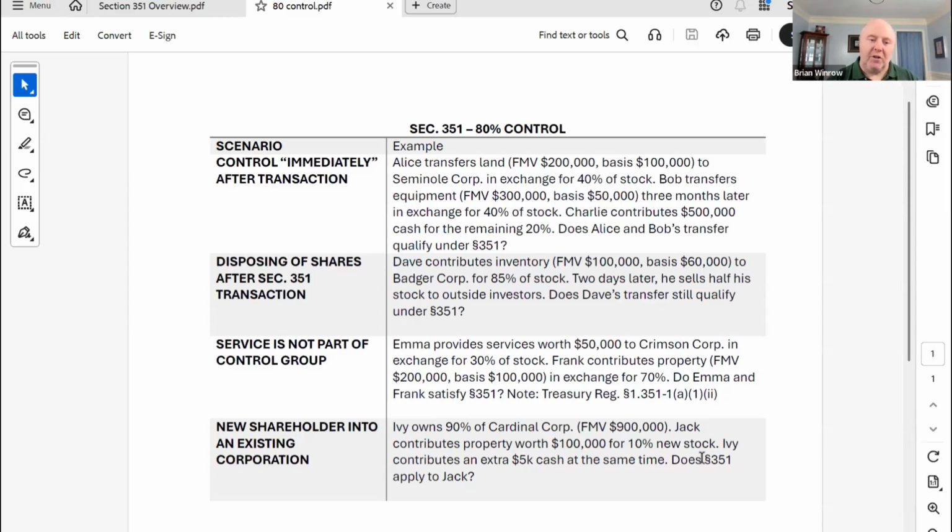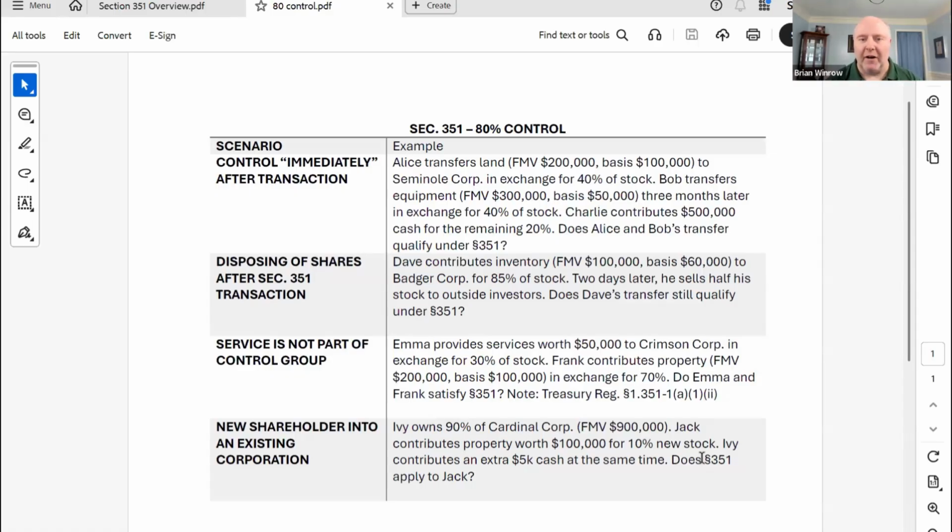So these are some of the unique scenarios that can arise in the 80% control. So again, we did the stock, right? The property for stock, and then we did the 80% control requirement. So that gives us both of those requirements. What I'm going to do now is talk about what I think is probably the most challenging portion of non-liquidating distributions.